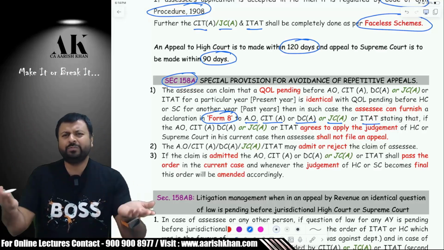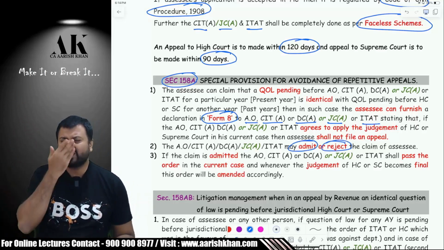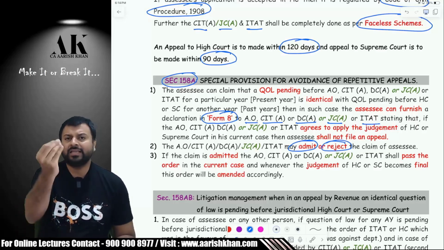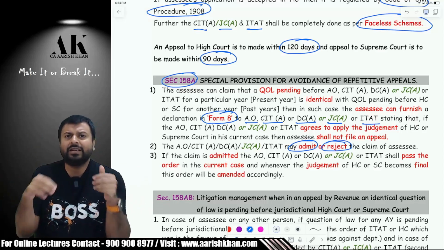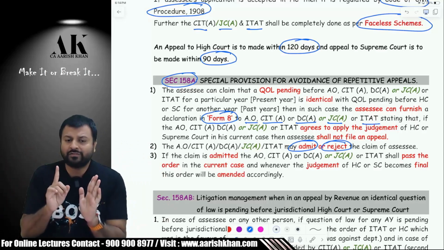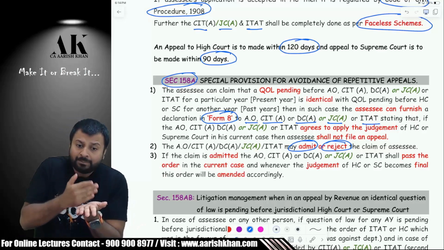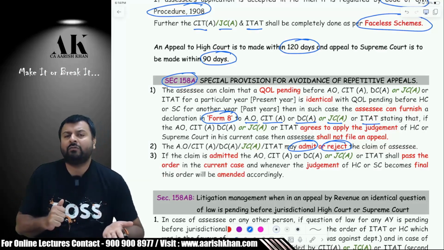Now, when you make an application in form number 8, the department may admit or they may reject. Why, sir? Because in your eyes it is a similar matter, but in the eyes of the officer it may not be a similar matter. So if the officer does not consider it similar, he may not accept it. He may just reject it and go ahead. So just listen carefully to what I am saying. 158A talks about repetitive appeals that we want to avoid.